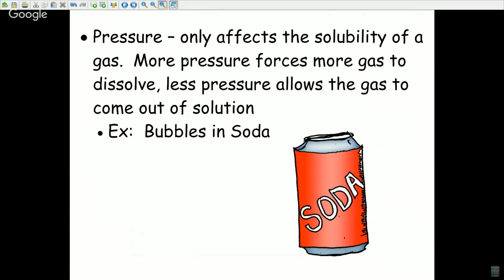And pressure, as it's treated on the Regents, pretty much affects gases only. So you can make gases more soluble by increasing the pressure. When the pressure gets lower, the gases come out of solution. And that's when you open the soda bottle, that noise you hear is the gas escaping because you're decreasing the pressure. Gas is actually produced at high temperatures, low temperatures and high pressures.